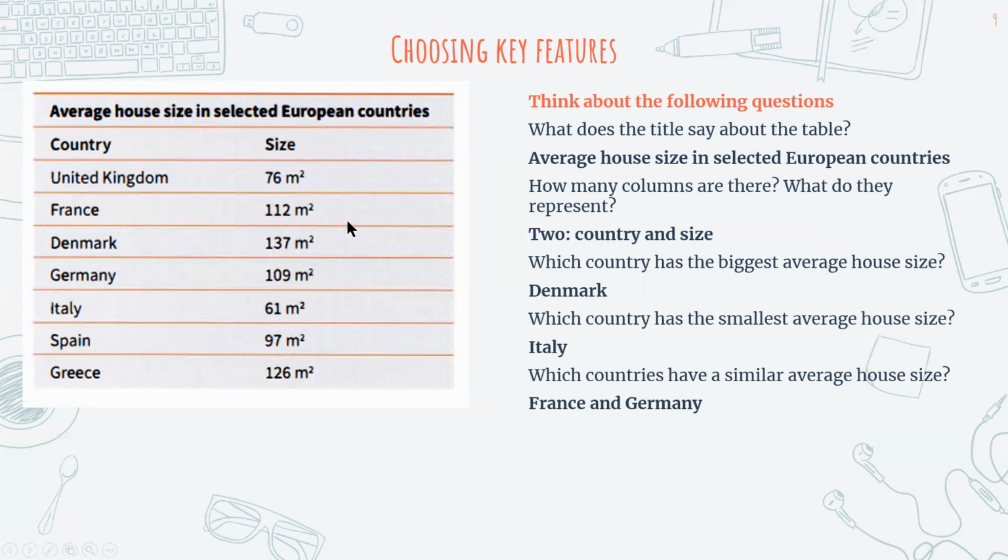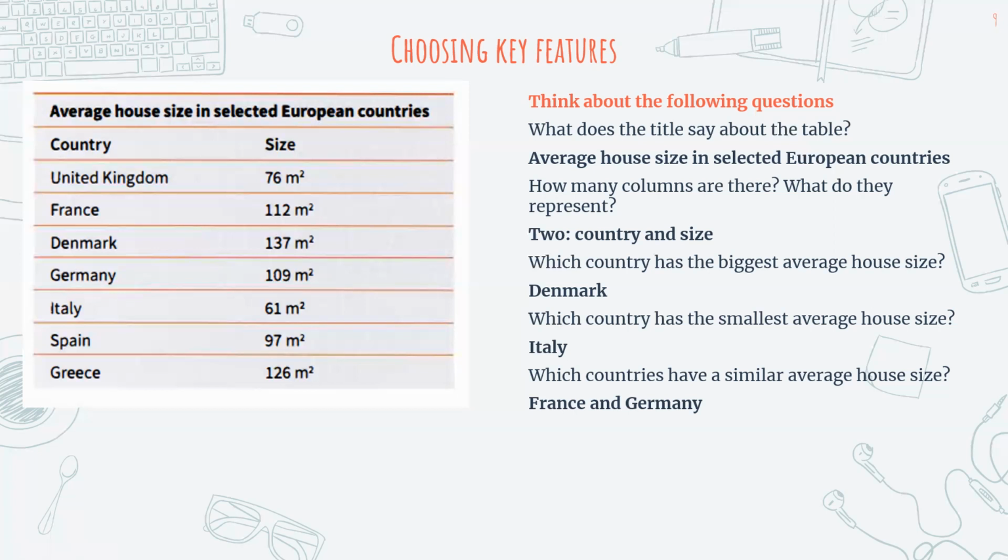Anyway, which country has the biggest average house size? Denmark. Which country has the smallest average house size? Italy. So you have to report these pieces of information. Which countries have a similar average house size? You will also need to report the similarities. France and Germany, 112 and 109. Okay, so I will report that.